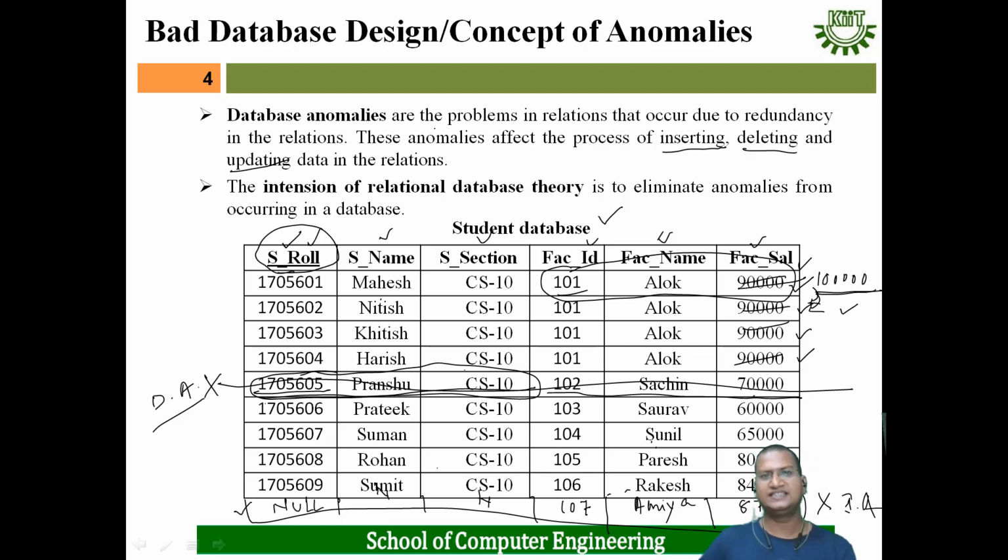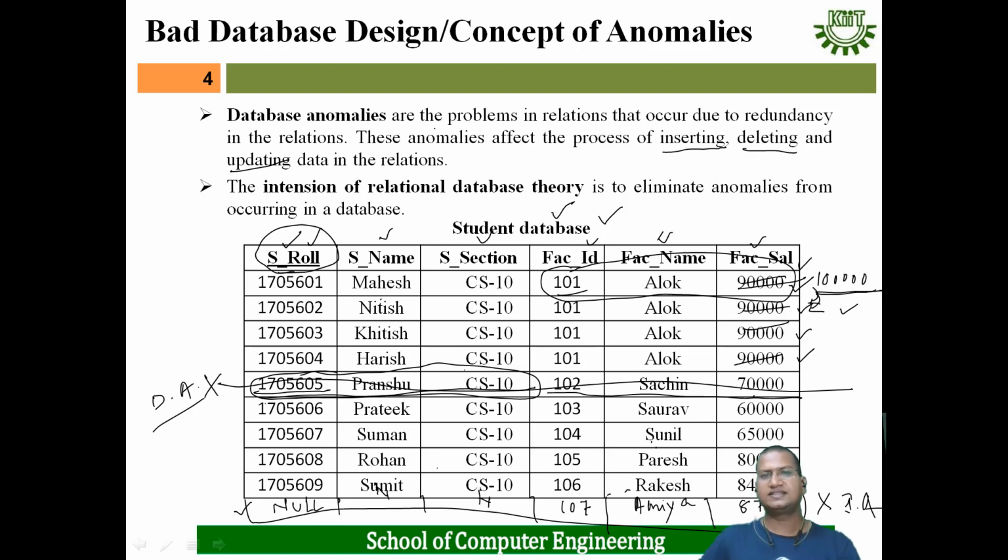Whenever you design any database, suppose from an ER diagram you have designed one table, then that should be free from all kinds of anomalies. That means in that table you have to check whether insertion anomaly is there, whether deletion anomaly is there, or whether updation anomaly is there.